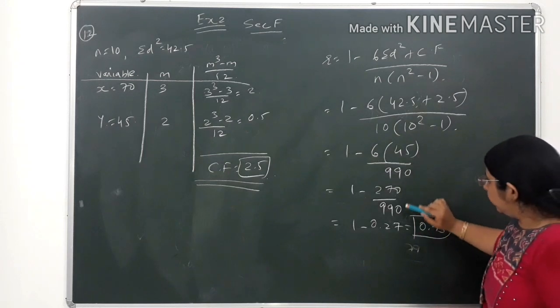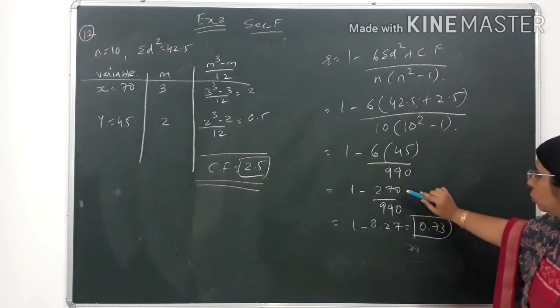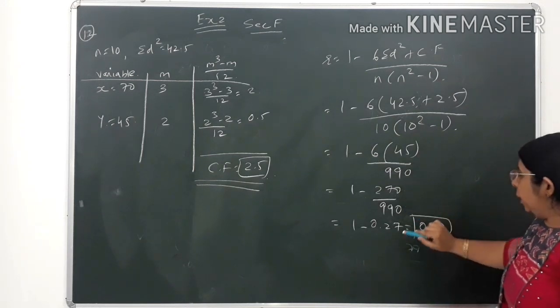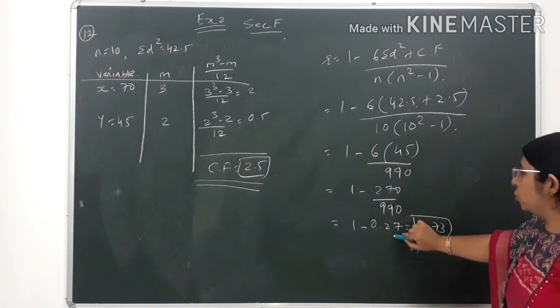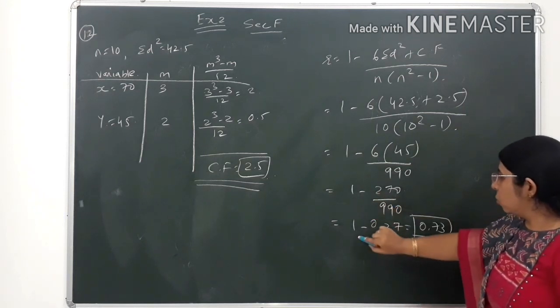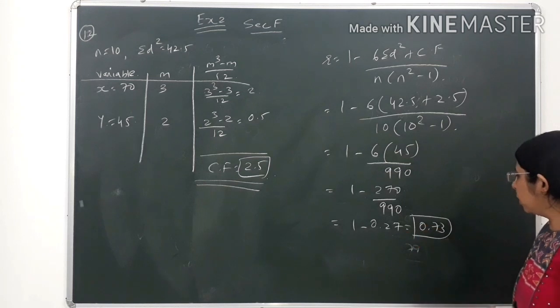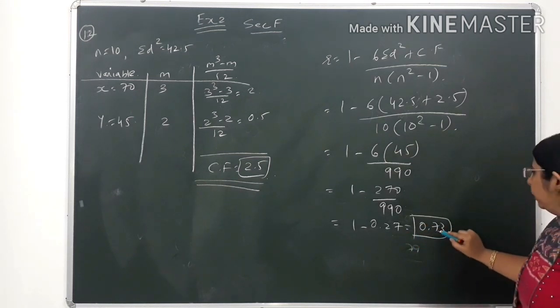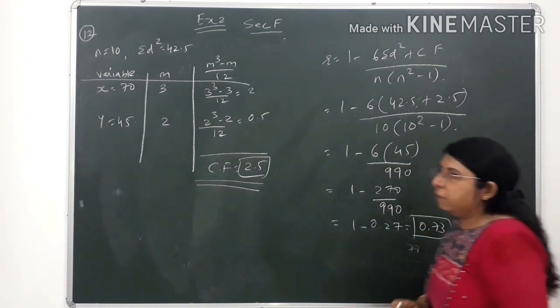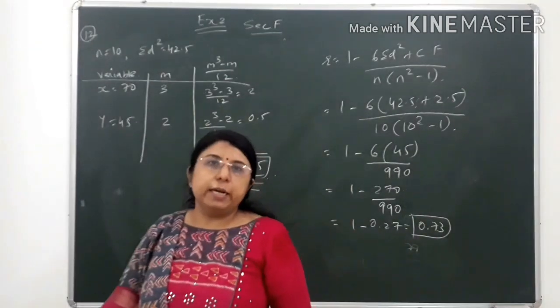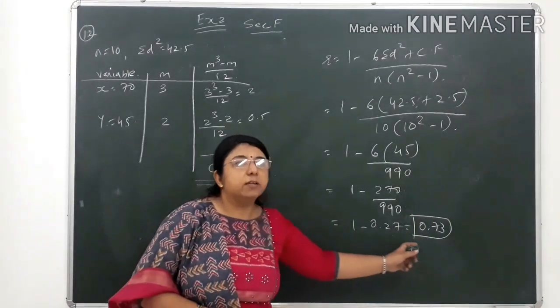First of all, students, divide these two values, numerator and denominator. So 270 upon 990 would come to 0.27. Subtracting it from 1, so 1 minus 0.27 is equal to 0.73. So the value of the rank correlation coefficient that came here is 0.73.